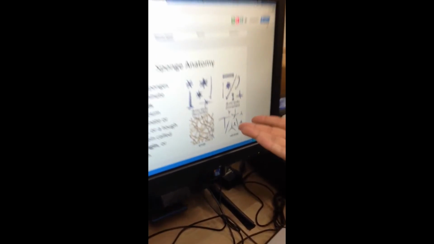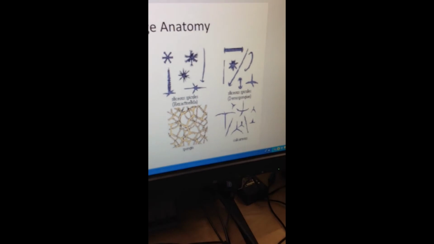Now, on towards the sponge anatomy. Many sponges have minute needles of calcium carbonate or silica, or a tough protein called spongin, or both. Here we have somewhat of a demonstration of what the sponge anatomy looks like.